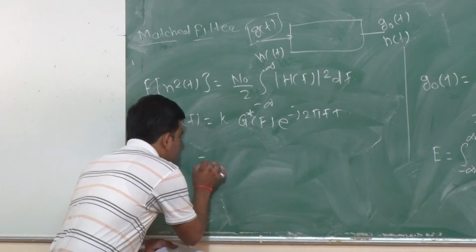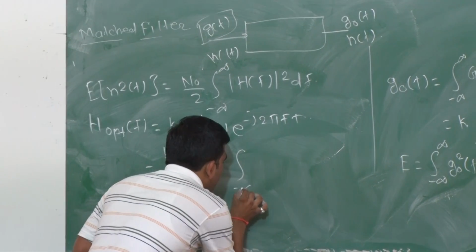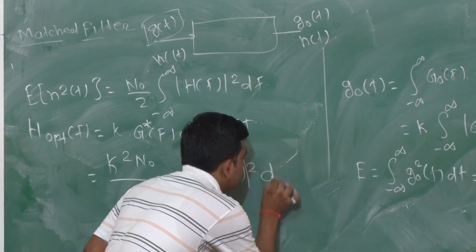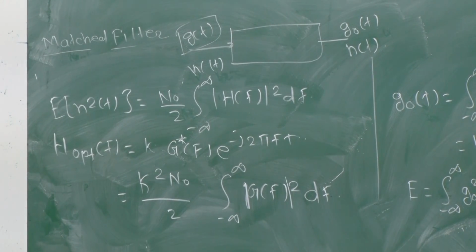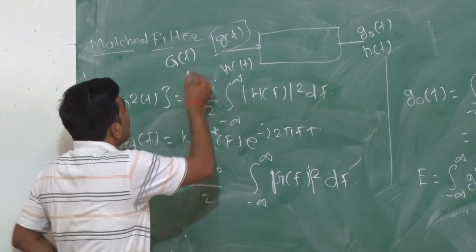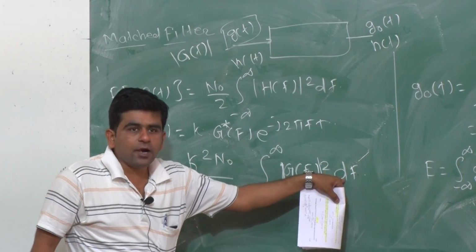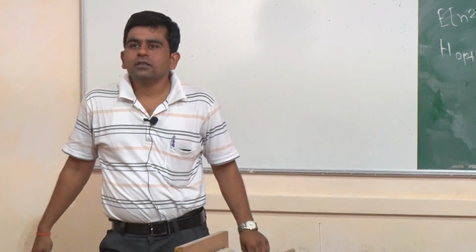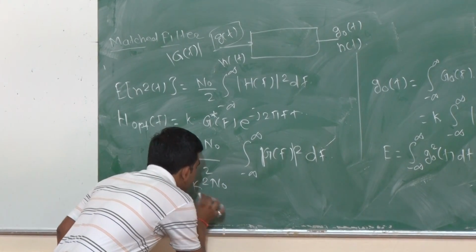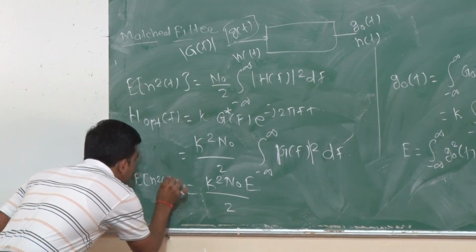So when putting this one, we will get K square N0 by 2 integration over minus infinity to infinity mod G of f square df. Is it clear? Magnitude spectrum of input signal g of t gives the frequency spectrum G of f, and integration over minus infinity to infinity magnitude of G of f square df is nothing but energy associated with your input signal g of t. So can we say that this is a capital E? So this is given as K square N0 by 2 into E. In this way we have found out expected value of n square of t.